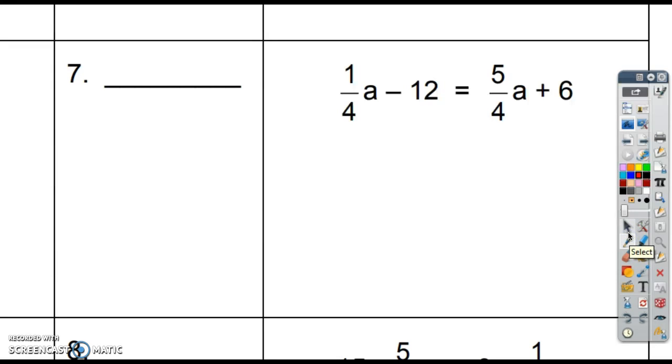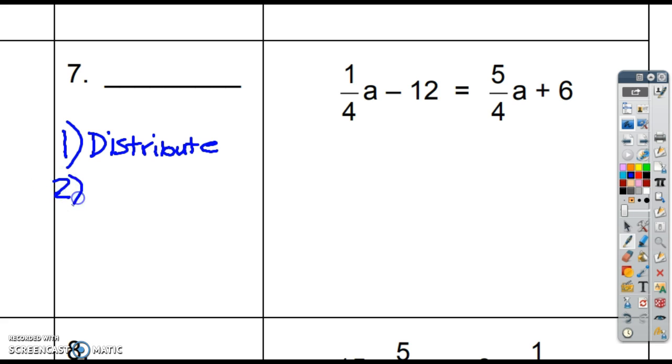Okay, today we're going to continue solving equations with variables on both sides. So I'm going to do a couple examples with you. The first one I'm going to do is number 7. The first thing we want to look at when we're solving is, first of all, if there's anything that we have to distribute. Are there any parentheses? In this problem, there are no parentheses, so we can move on.